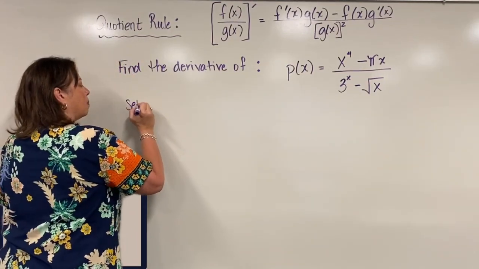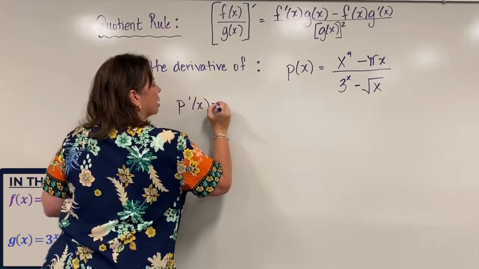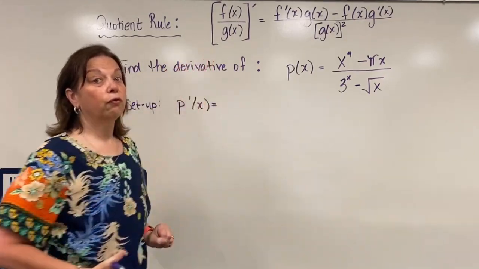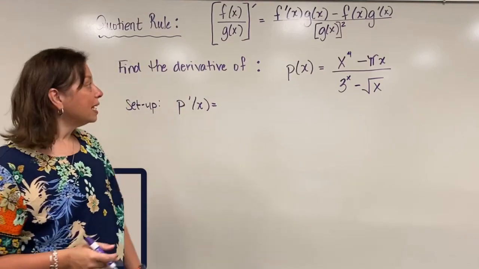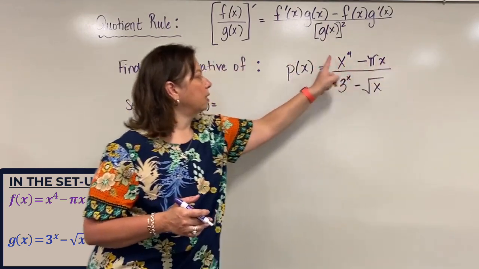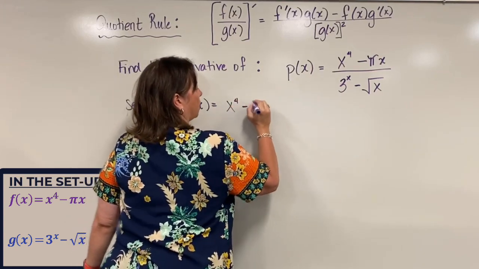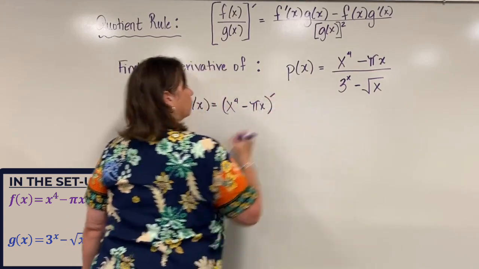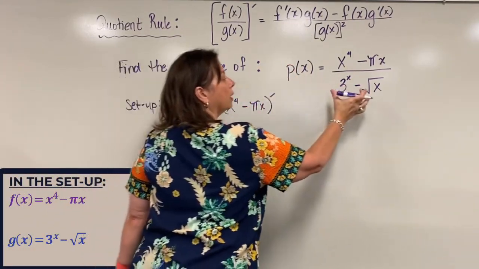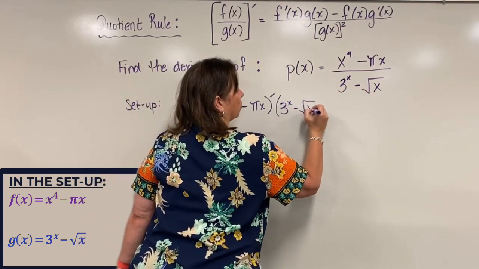I'm going to do my setup as per the usual. So I have p prime of x is equal to, I am going to set this derivative up in the quotient rule format and then find the derivative of all the little pieces. So we first have to take the numerator function, this whole thing in the numerator, and find its derivative. So we're going to take x to the fourth minus pi x, and later we're going to find the derivative of that. But per the quotient rule, we are supposed to multiply by the denominator function. So I'm going to multiply here by 3 to the x minus square root of x.